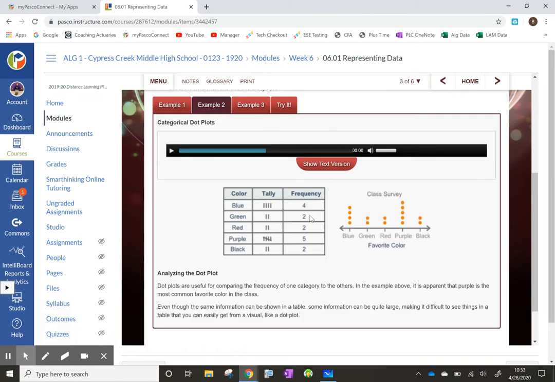So here again, just to talk you through it. For blue, if this was about people's favorite color, 4 people's favorite color was blue. So you can see that blue on our line here has 4 dots above it. 2 people had green as their favorite, so you've got 2 dots above green. 2 people thought red was their favorite, so you've got 2 dots above red. Purple is the most popular, of course. It's got 5 dots, which means 5 people picked it, and then black has 2 dots, meaning 2 people picked it. So it's pretty simple. It's just more of a visual representation of the table.